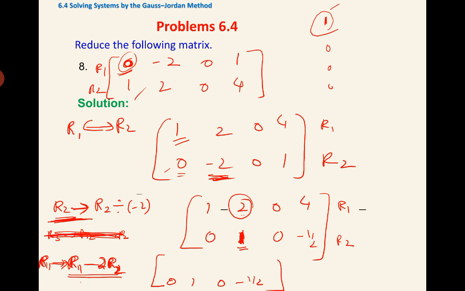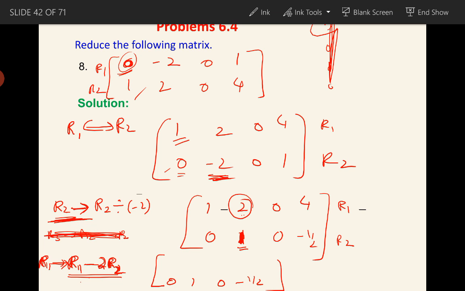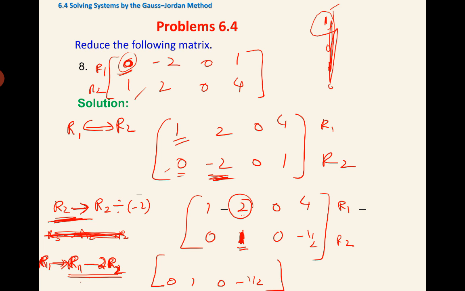Now, how to use it? Roughly, I write here at the bottom. You can check here. What is your R1? The old R1: 1, minus 2, 0, 4, minus 2 times R2. Multiply this R2 by 2 and write down here 2, 0, 2. This is R1, 2, 0, 4 is the first row.